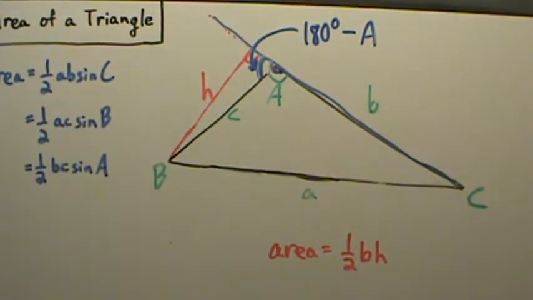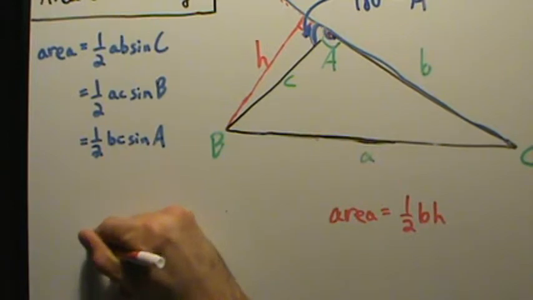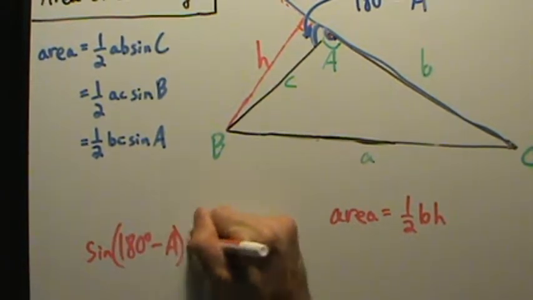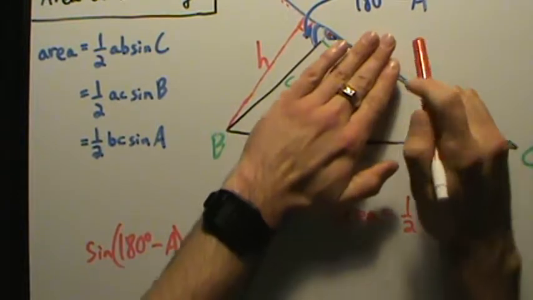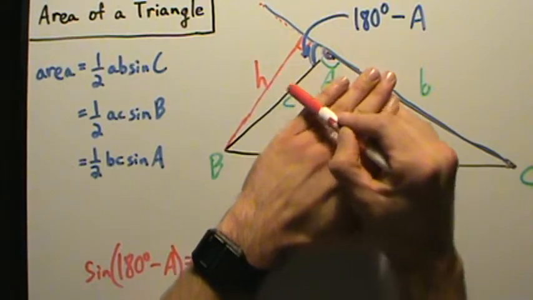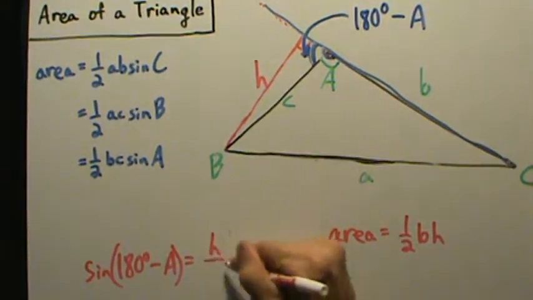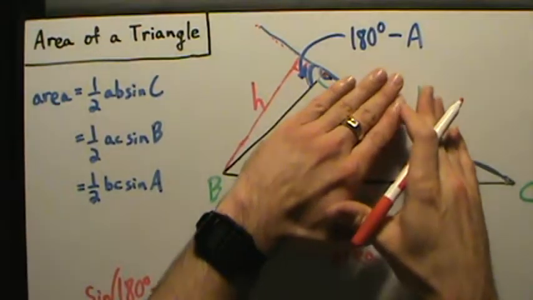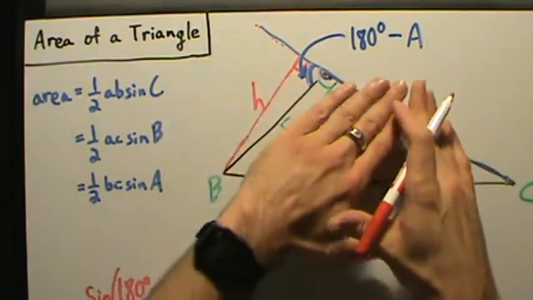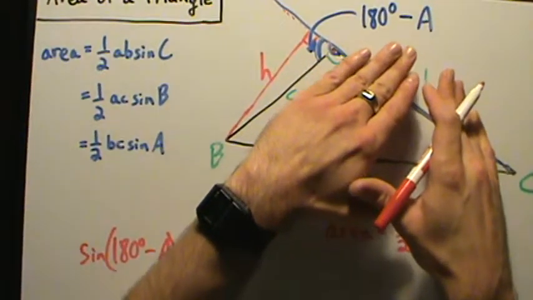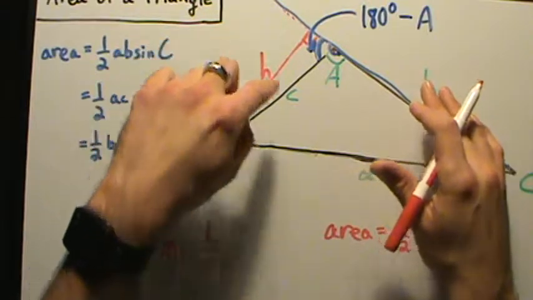So now what we can say is sine of 180 degrees minus A equals what? Well, again, it's just a right triangle, so sine is going to be opposite over hypotenuse. Opposite is H, hypotenuse is C, so this is H over little c. Okay. So again, we're just focusing on this right triangle here, and this angle is 180 degrees minus A.